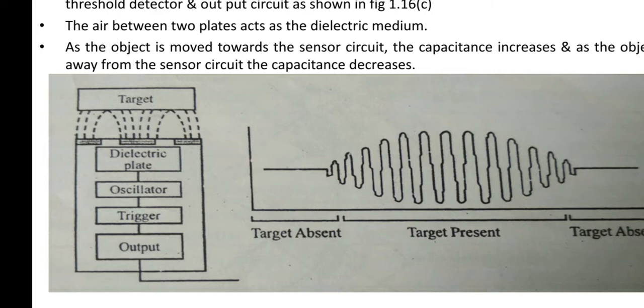You see here, when we move the sensor towards the target, that means when the distance between the target, which is nothing but the object, and the sensor is less, at that time we find the graph like this.